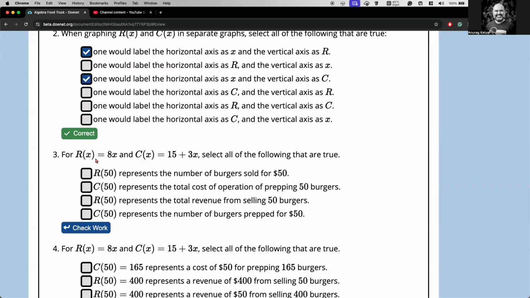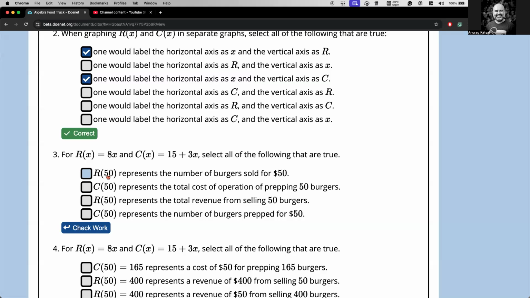Okay, for R of X equals 8X and C of X equals this function, which of the following is true? X represents what? Number of burgers, the amounts of burgers sold or made. R represents what? The money, the dollars. You sell X burgers, how much money do you make? So if I have R of 50, am I replacing R with 50 or am I replacing X with 50? So 50 represents dollars or burgers?